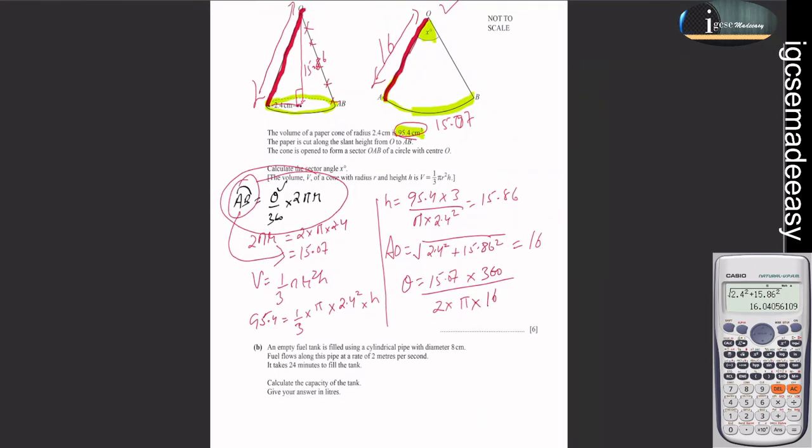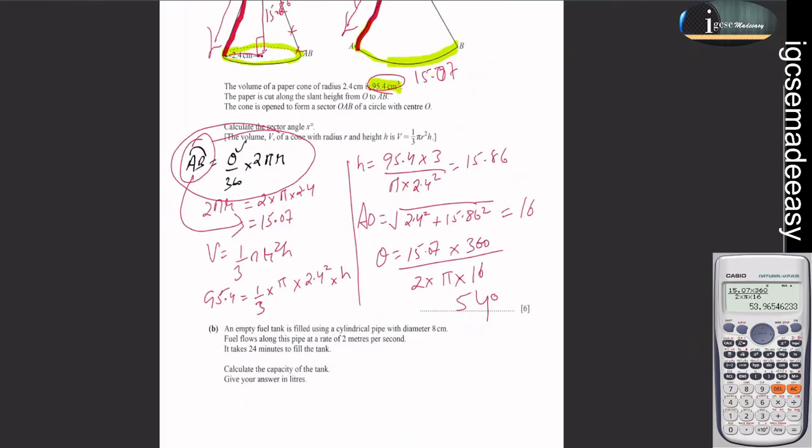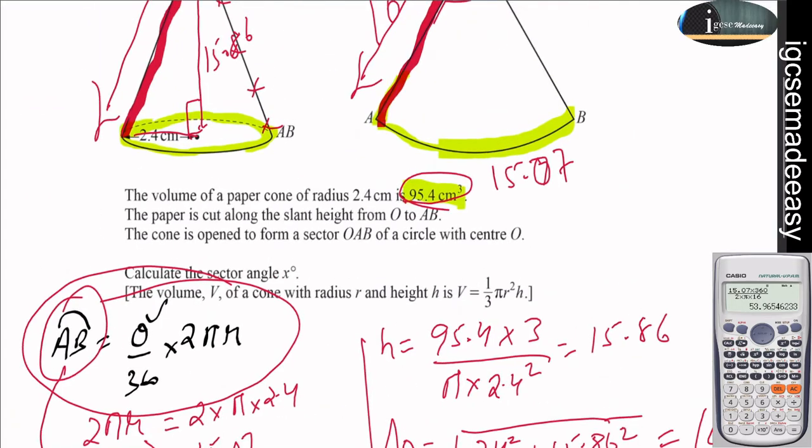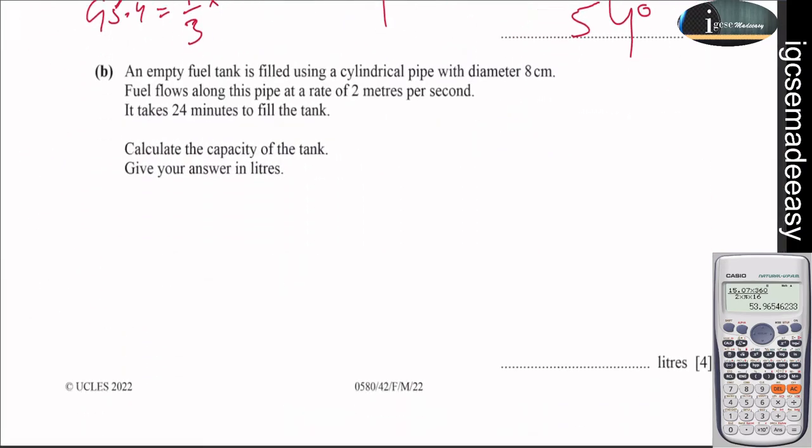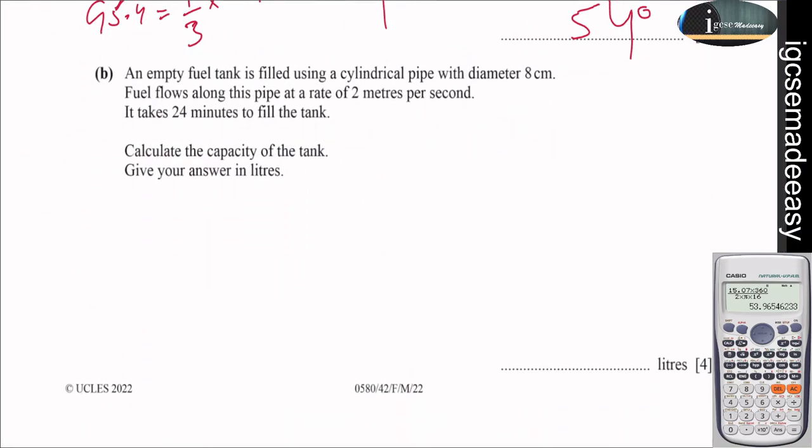We got it. So we will use a calculator to do this question. 15.07 into 360 divided by 2 into pi into 16 gives you 53.96. So if we want to round it off, we can round it off to 54. That is the angle for angle x. Okay, I hope you understand this. It takes a lot of time to do this, but it's actually a good question. So let's do part B.